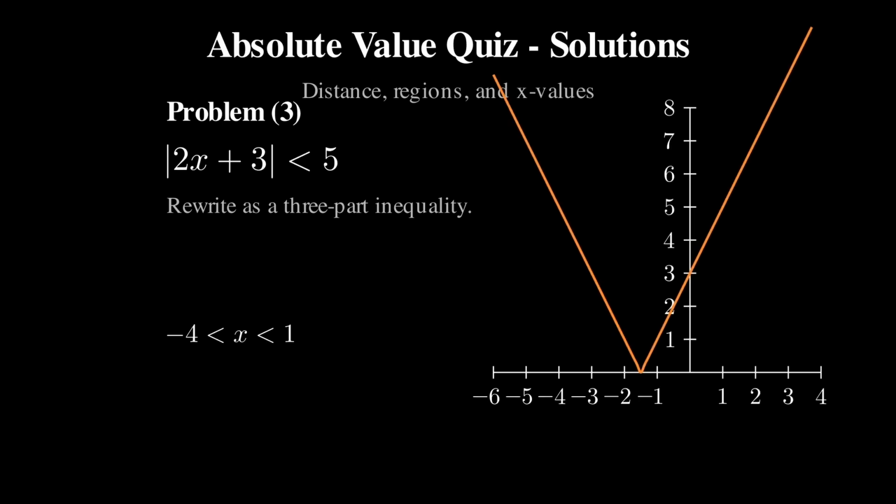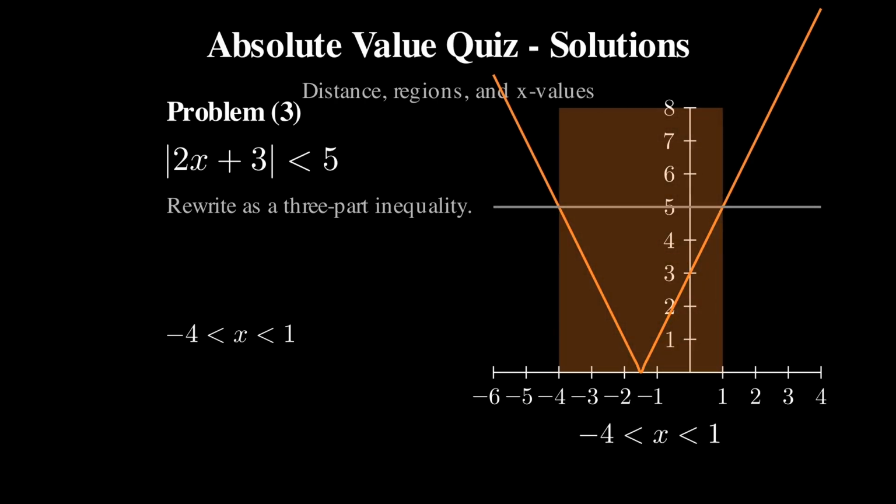On the graph, we plot y equals the absolute value of 2x plus 3. Its vertex lies at x equals negative 3 over 2, and we highlight that with a vertical line. We then draw the horizontal line y equals 5 and shade the part of the graph below this line. The shaded region runs from x equals negative 4 to x equals 1, matching the algebraic open interval from negative 4 to 1.